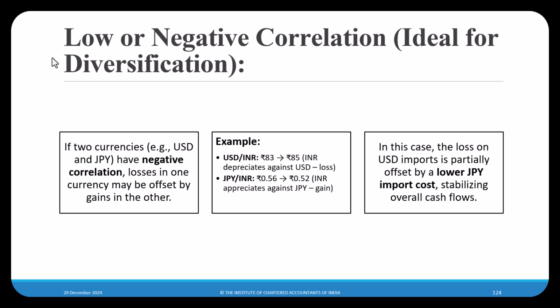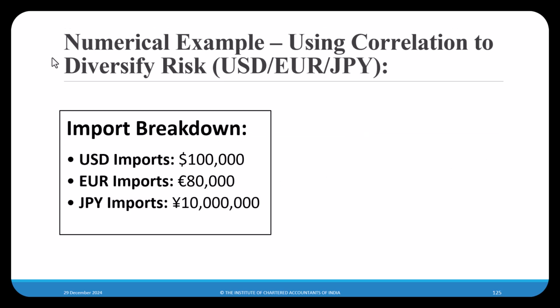If two currencies, for example USD and Japanese yen, have negative correlation, losses in one currency may be offset by gains in the other. For example, USD INR moving from 83 to 85 and Japanese yen moving from 0.56 to 0.52. In this case, the loss on USD imports is partially offset by lower Japanese yen import cost, stabilizing the cash inflows. Okay, because you're seeing that the dollar has appreciated, whereas the yen has depreciated against the INR in the same period.